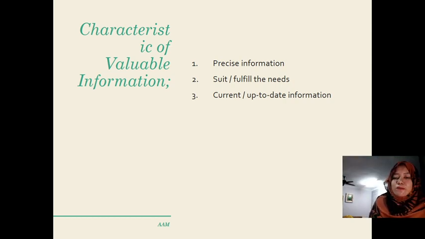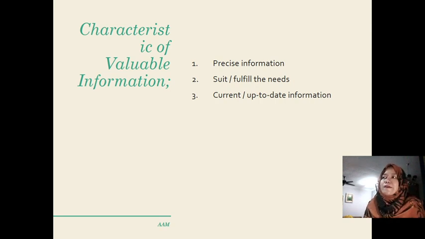Valuable information, or information that can be used by the user, should be precise information that suits or fulfills the needs, and also current and up-to-date information. These are the criteria that we can use to help the user find valuable information.